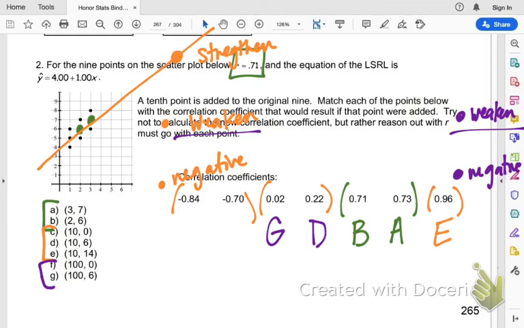And then in regards to the ones that cause it to be negative, the one that'll be the most negative, the negative 0.84, would be the 100, 0, and then the 10, 0.